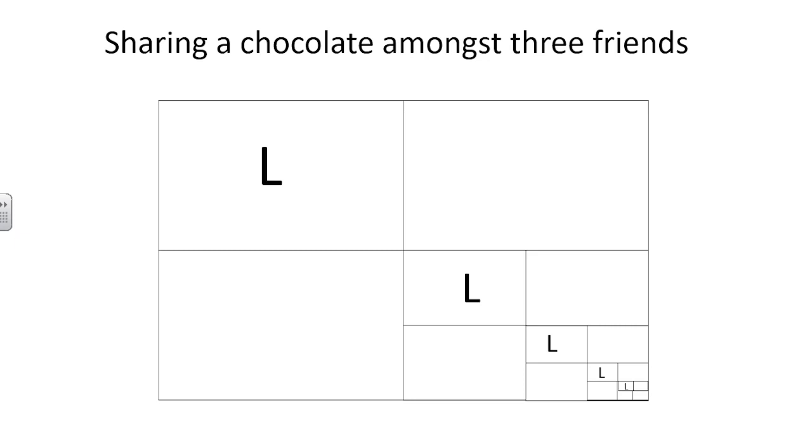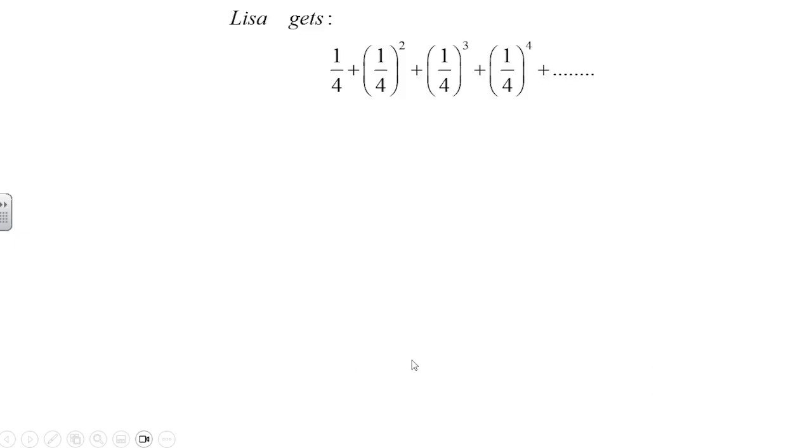If we look just at Lisa's share, Lisa gets a quarter of the chocolate, then a quarter of a quarter, then a quarter of a quarter of a quarter, and so on. And so if we add up Lisa's share of the chocolate, it's actually a geometric series with a common ratio of a quarter, the first term of a quarter, and the sum to infinity, which will converge because r is a quarter, which is between -1 and 1. The sum to infinity comes to a third.